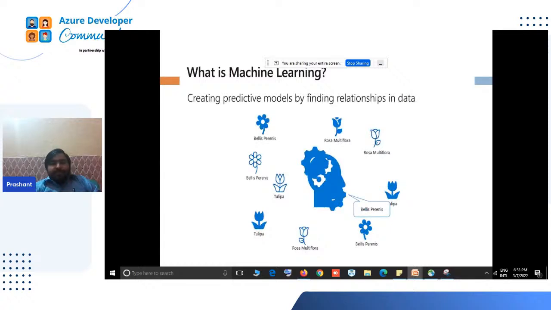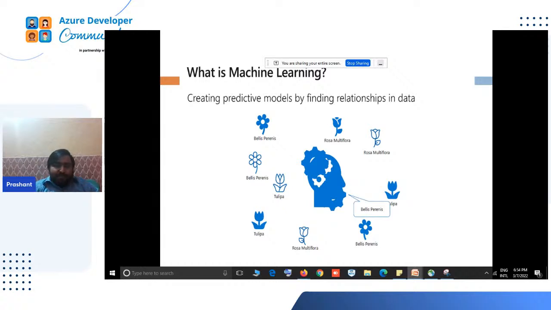Moving forward, just a very brief example of machine learning. Like I said, in machine learning, we let the program infer from the data set how to come to the solution. Over here, for example, we are trying to create a predictive model. We have provided various flowers to this. For example, there are multiple flowers, and we have done the labeling also.